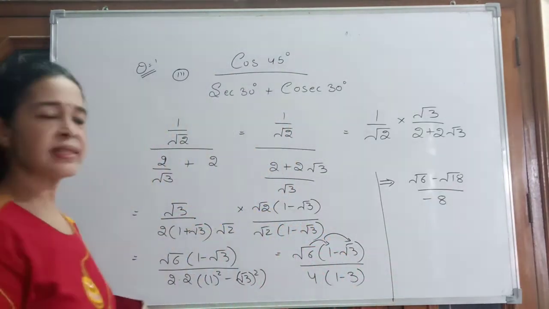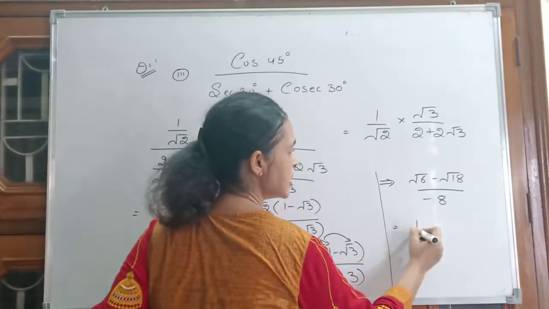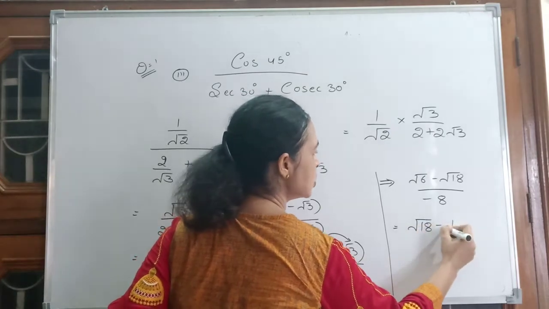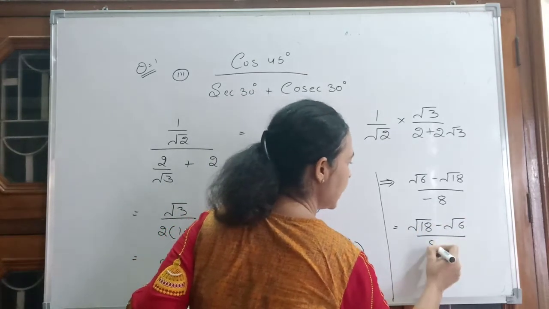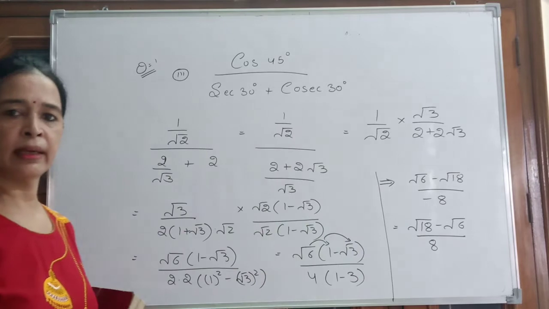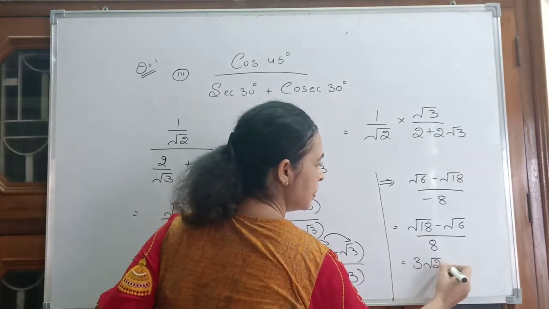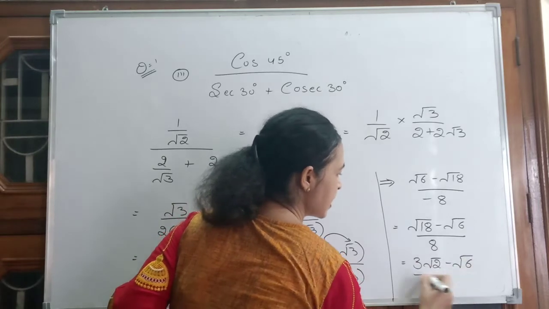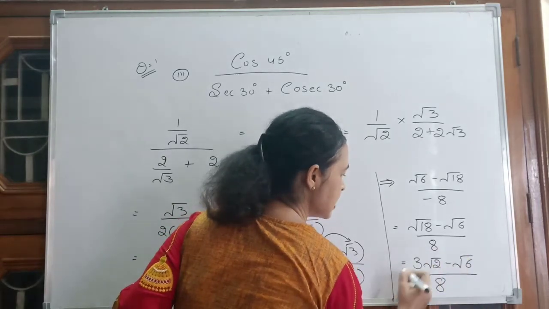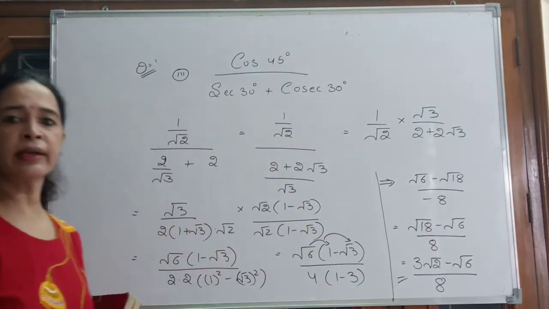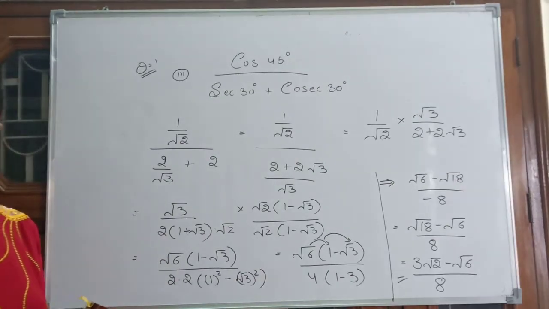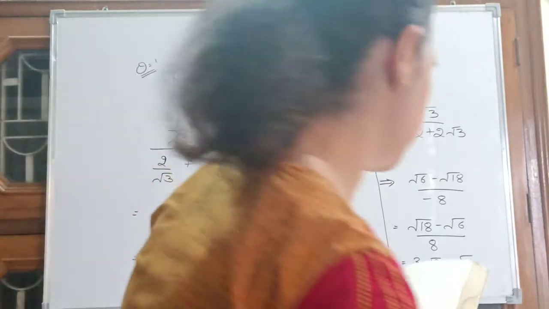We will take minus in the numerator. This is root 18 minus root 6 upon 8. What is root 18? 9 into 2. This is 3 root 2 minus root 6 upon 8. This is the answer. Got it? Students, pause the video and note it down. Let's do next.